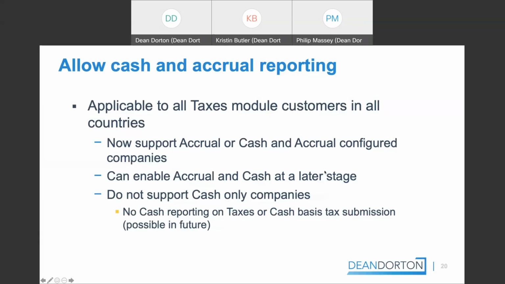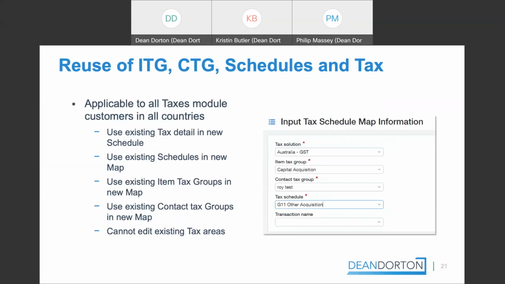Taxes for all customers in all countries now support accrual or cash and accrual. It still does not support cash only companies right now. So no cash reporting on taxes or cash basis tax submissions, although it is a possibility for the future. It is something they have their eye on, right? So you cannot do cash-based tax reporting at this point still.